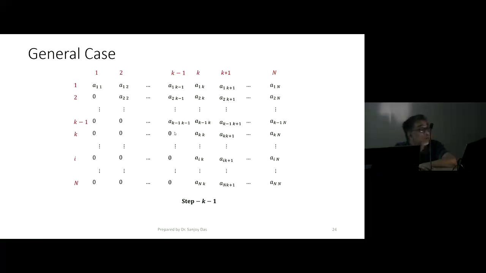Now, observation 1, this k should iterate from 1 through what? What's the last step? In the last step, I'm going to eliminate the last but one element using the last but one row. So that's n minus 1. There's nothing below row n, so I'm never going to get a k equals n. So k will vary from 1 through n minus 1.